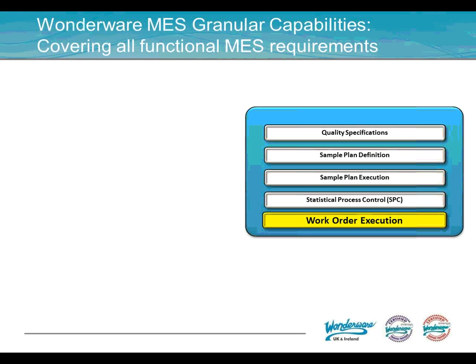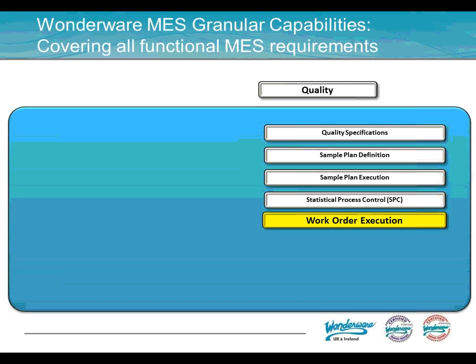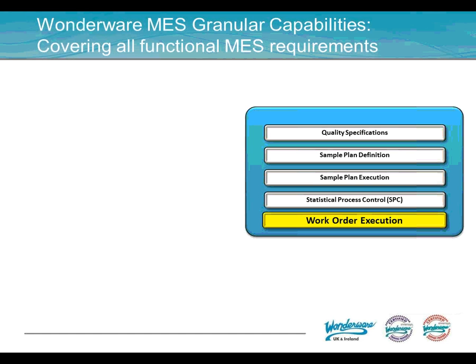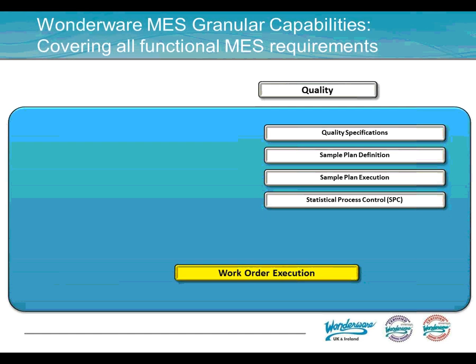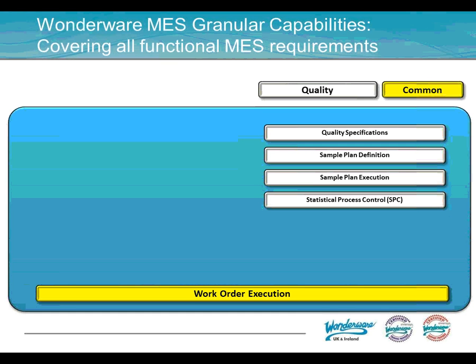Now, when you install the Wonderware MES software, you have access to all those functional points which we were looking at in the previous slide, and the various capabilities are simply enabled through purchasing the relevant license. So, for example, a quality license would enable all the quality components in the quality module. The work order execution component actually being a common module which is applicable to all of the components within the MES software, because you always need to have the work order context for whatever it is that you are looking at.